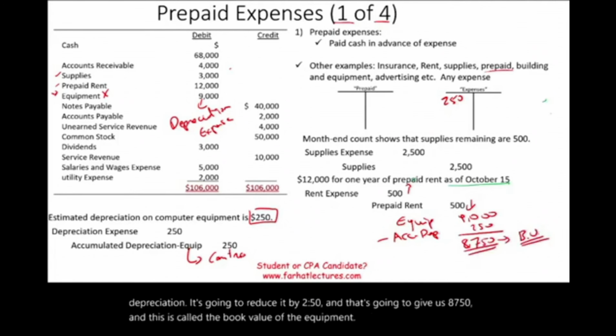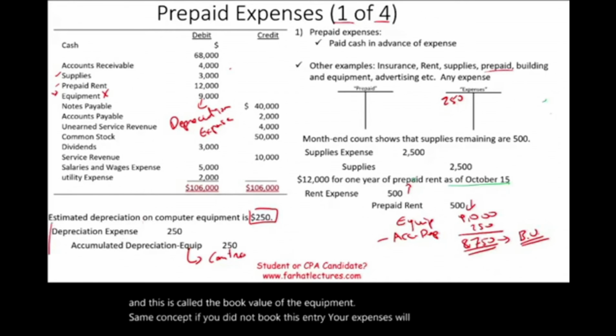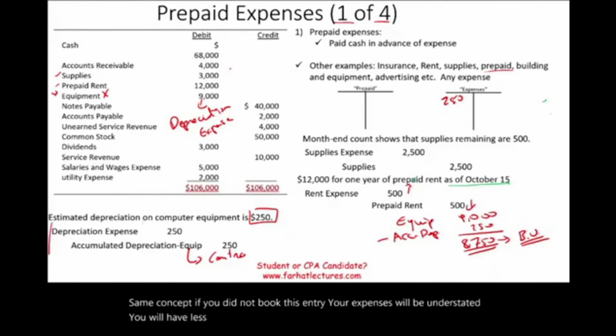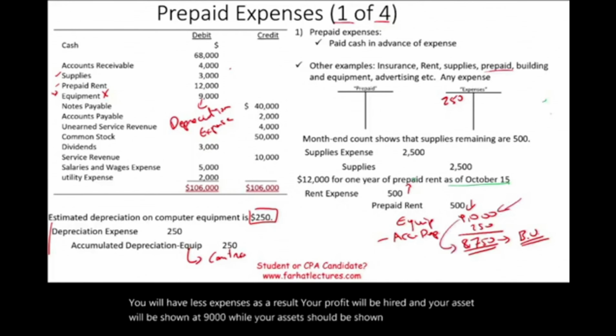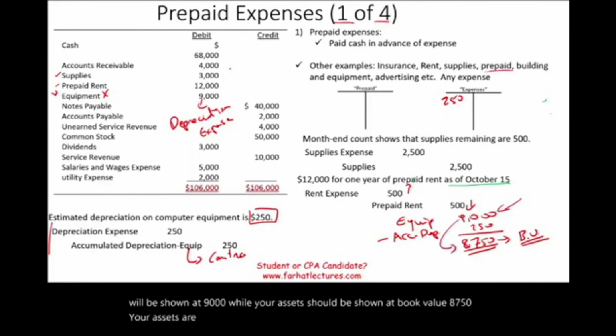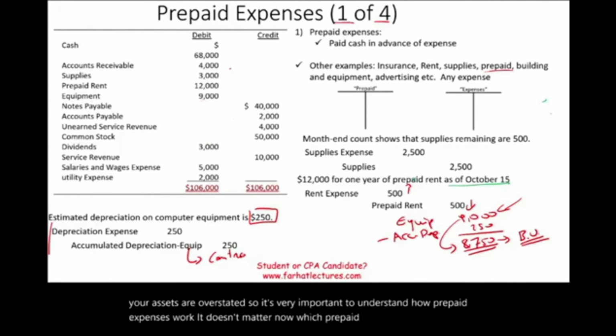Same concept. If you did not book this entry, your expenses will be understated. You will have less expenses. As a result, your profit will be higher, and your asset will be shown at 9,000, while your asset should be shown at book value 8,750. Your assets are overstated. So it's very important to understand how prepaid expenses work. It doesn't matter now which prepaid expense you are dealing with. When you adjust the prepaid, assuming it was recorded initially as a prepaid, you reduce the prepaid and you increase the expense. Now, why am I saying initially recorded as a prepaid?